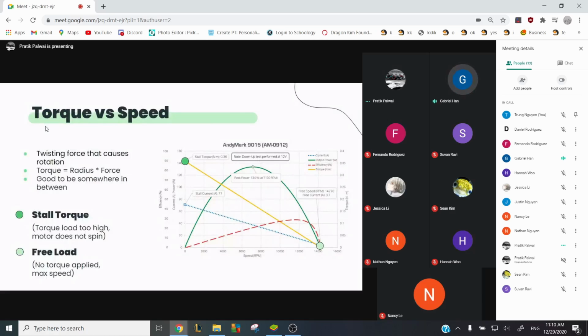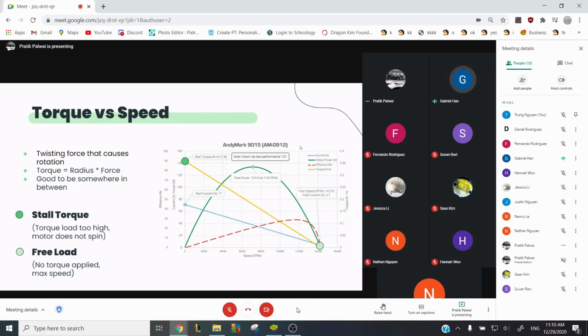All right, so torque versus speed. I think most of you guys know what speed is. It refers to how fast something is moving. Torque is a little bit more tricky. It's basically the twisting force that causes rotation. So if you have a motor, how fast the motor is spinning is the speed, and how much force it's able to put into rotation is the torque.